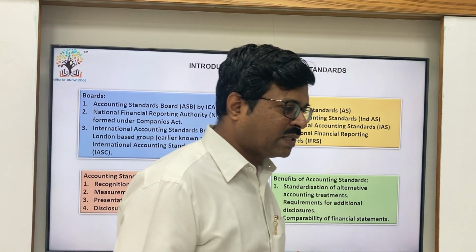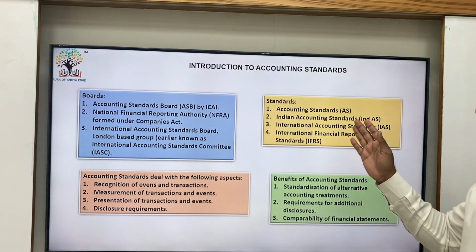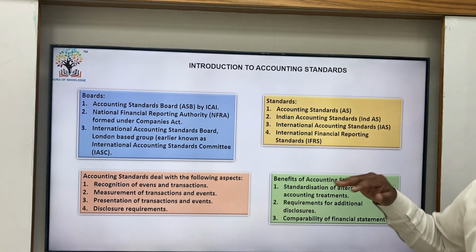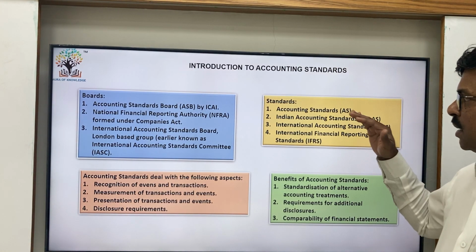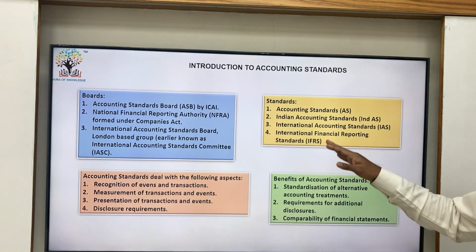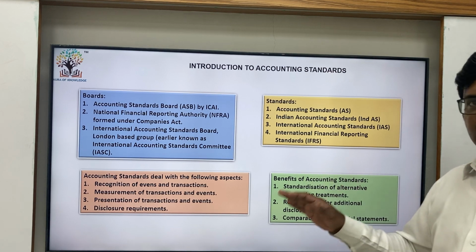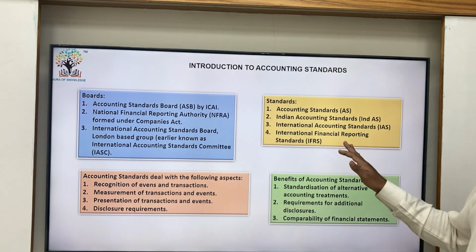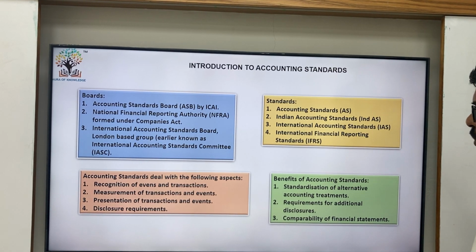Coming to the various standards prescribed by these boards, accounting standards are issued by the Accounting Standards Board of the Institute of Chartered Accountants of India, and these standards are prescribed to all entities. They are also prescribed to companies, but when it comes to companies, it will be prescribed by MCA in consultation with NFRA. And coming to international accounting standards, these were prescribed by the International Accounting Standards Committee, which was in existence till 2001. After that, the International Accounting Standards Board started issuing accounting standards that are famously known as International Financial Reporting Standards.